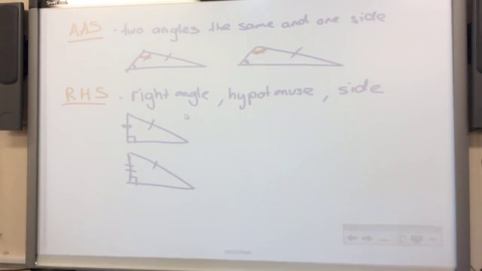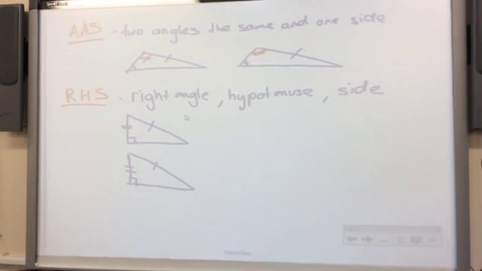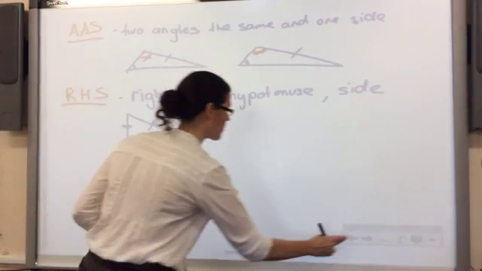Okay, so they are our four tests. So in any given triangle, if you can prove that it satisfies one of these tests, then you know that those two triangles are congruent.